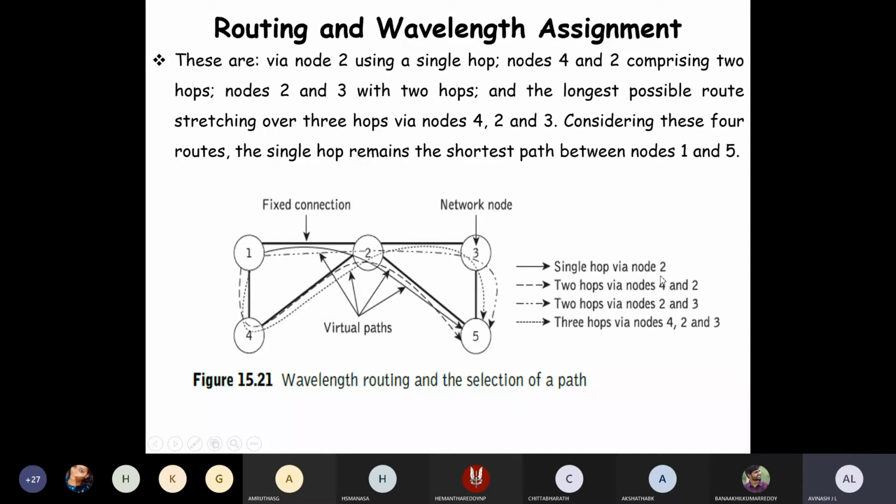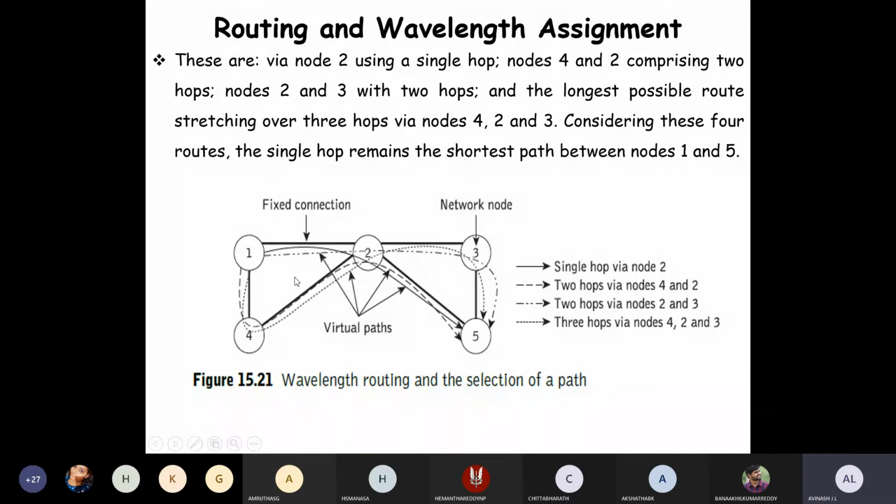Single hop means from one node to another node. Here the dotted lines are there, and the variations in the dotted lines are also available. Small dots mean 3 hops via nodes 4, 2 and 3. The next type is 2 hops via nodes 2 and 3. Another type of line is 2 hops via nodes 4 and 2.